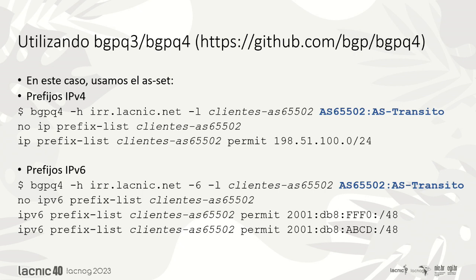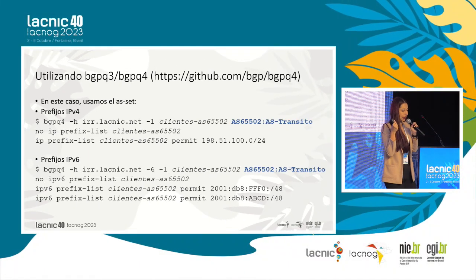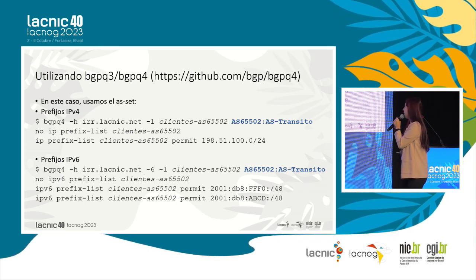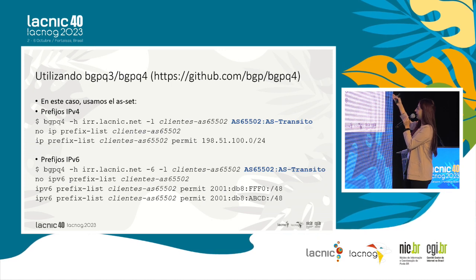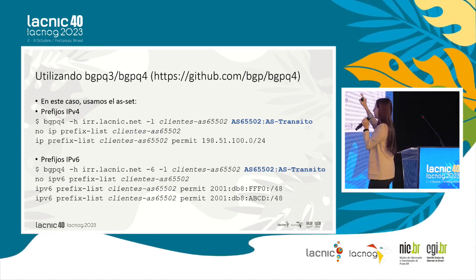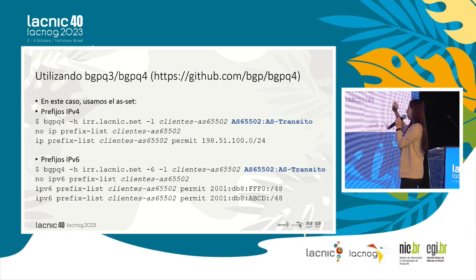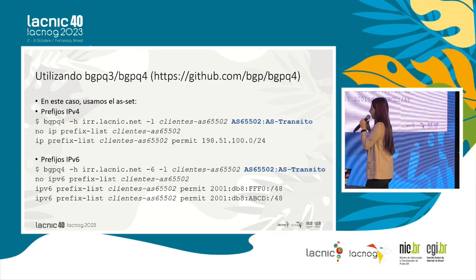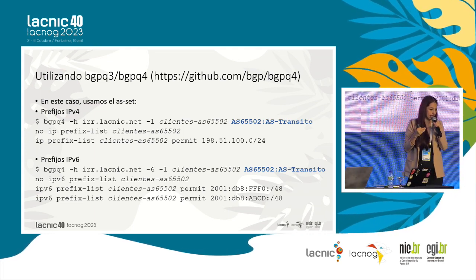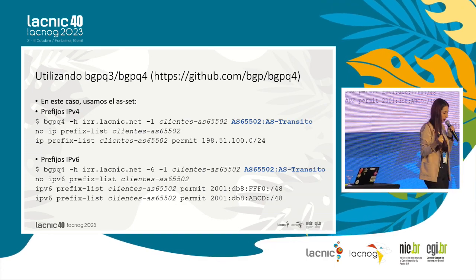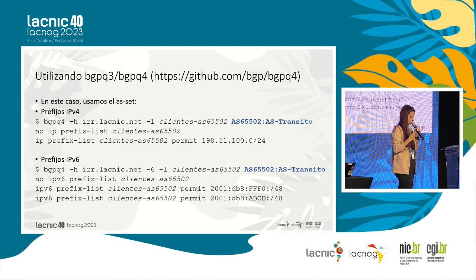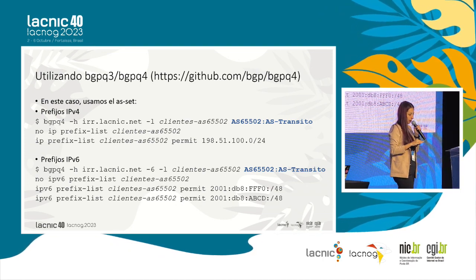Let me remind you that this presentation is available in the website of the event. In the agenda, you have the link to GitHub where you can download this tool, BGPQ3 or Q4. So this shows that using the information we have on the AS-SET, in this case for IPv4 prefixes, this can also generate a prefix list to do filtering in our devices. During the demo, we'll show you this in detail. And we'll do this from the console so you can view it. This we'll do later on.